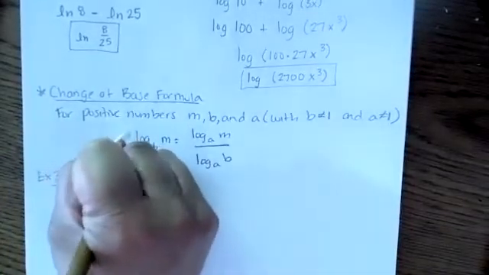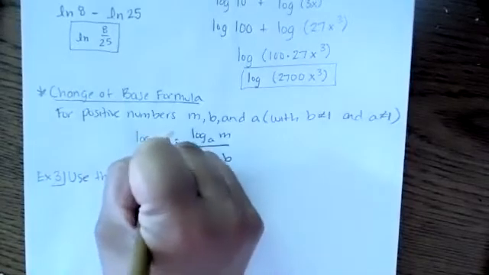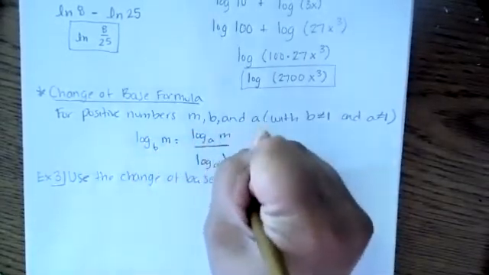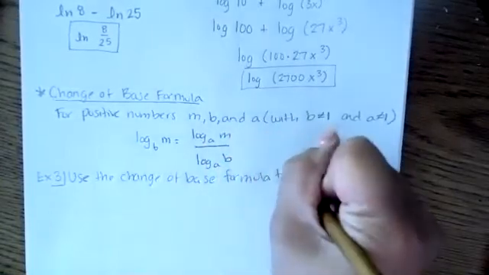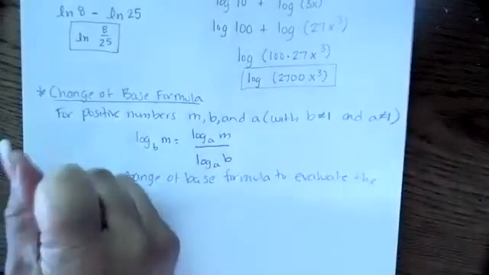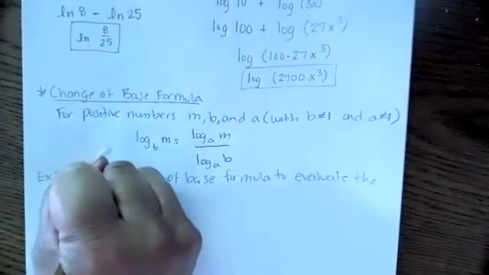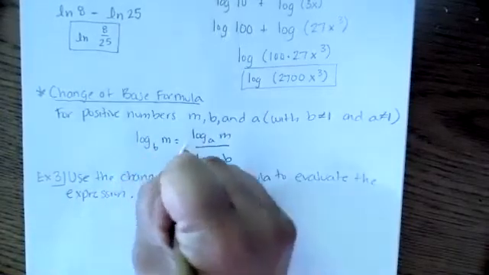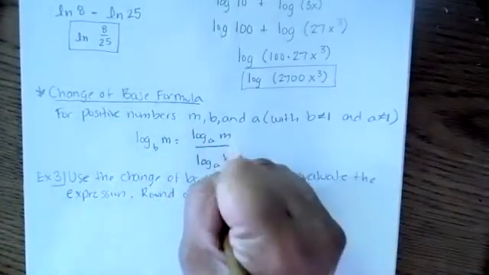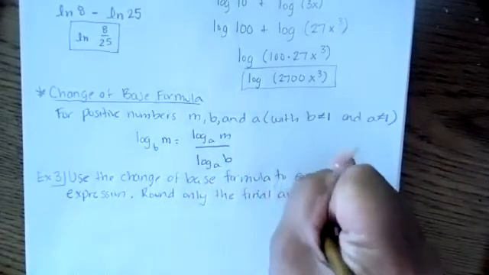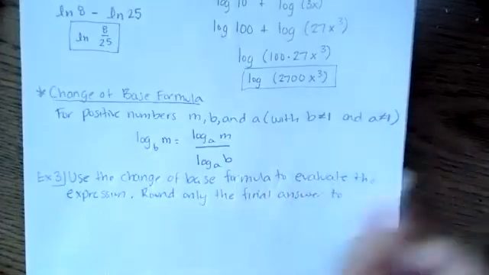Example 3, we're going to use the change of base formula to evaluate the expression. We're going to round only the final answer to 3 decimals.